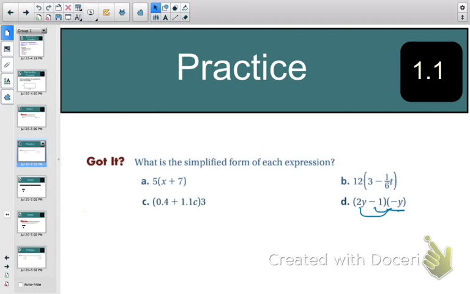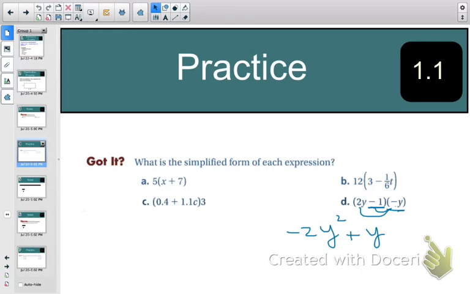Okay, that's y times y, and we talked about how to do that in chapter 0. Y times y is just going to be y squared. Okay, and then we have negative times 2, which just gives us a negative 2. So we get negative 2y squared, and then we have negative y times this negative 1 here. Negative times negative becomes a positive or plus. 1 times y is y. So that would be D.